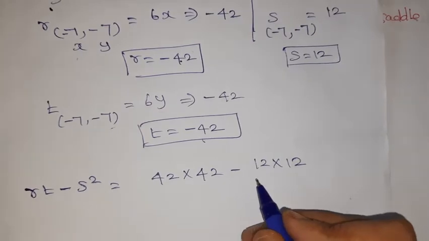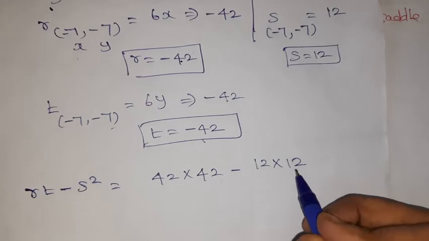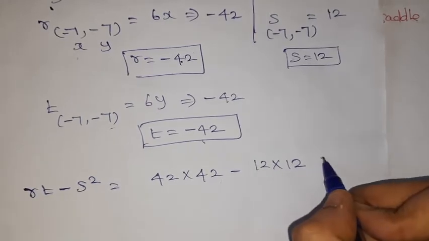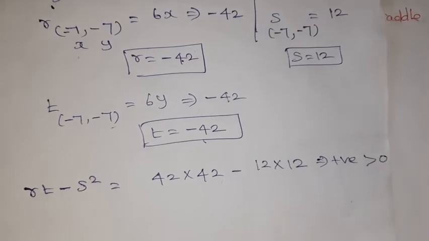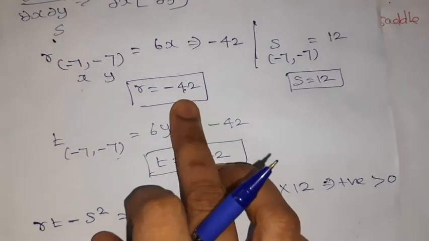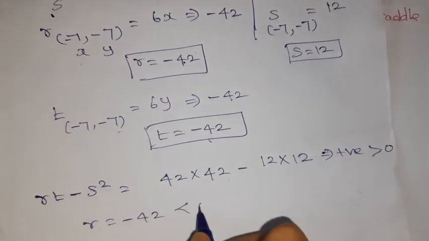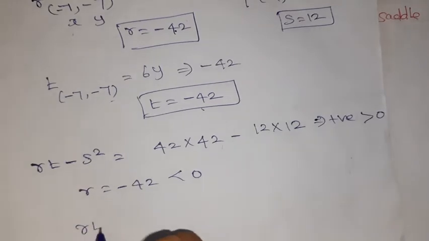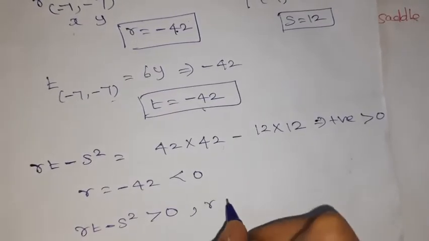By simplifying, this will be greater than 0. By subtracting, we will get only a positive value. Positive value means greater than 0 only. So RT minus S squared is greater than 0. Then what is the R value? R equal to minus 42, so obviously less than 0. So how can we conclude? RT minus S squared greater than 0 and R less than 0.